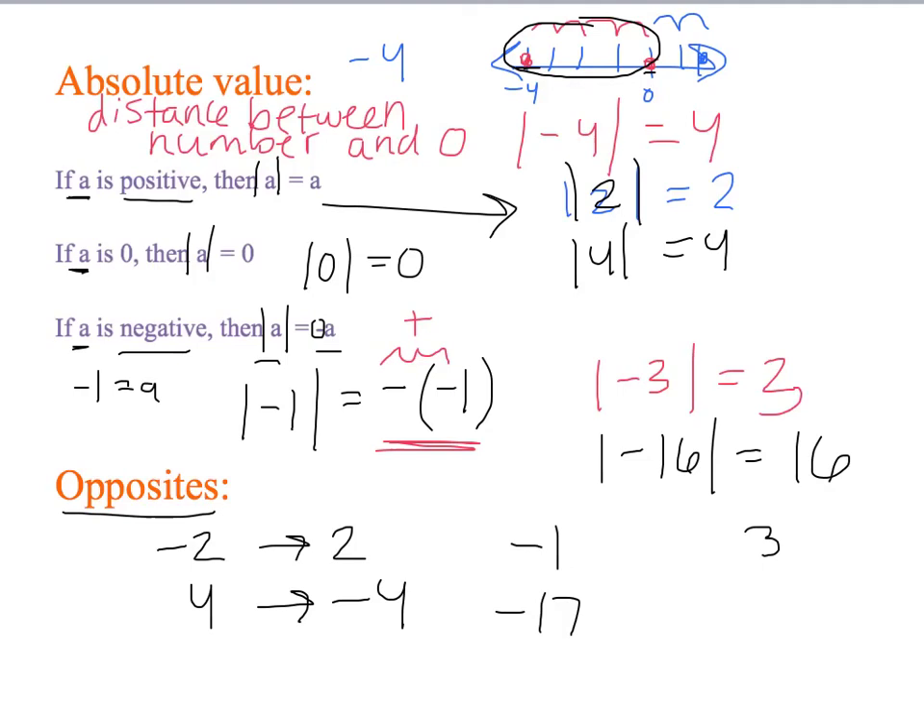Okay, now that you've paused your video and done that yourself, opposite of -1 is 1, opposite of -17 is just +17, and opposite of 3 is -3.